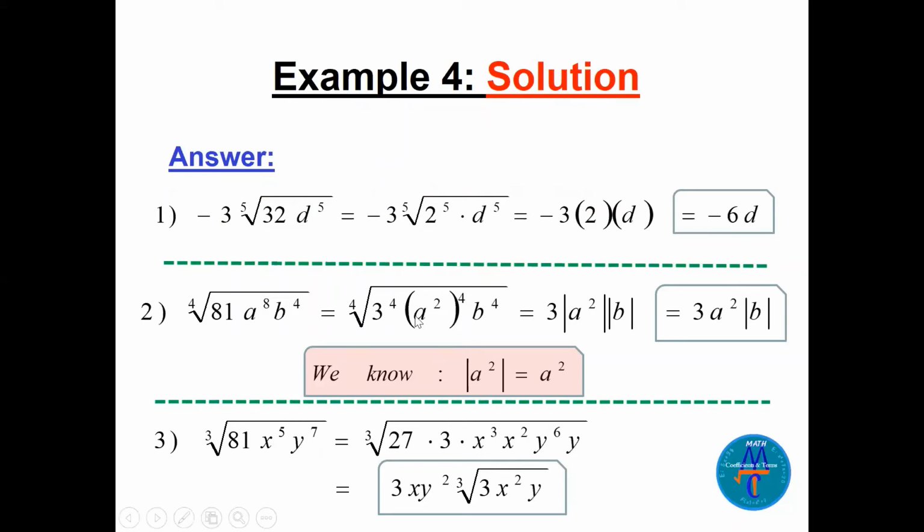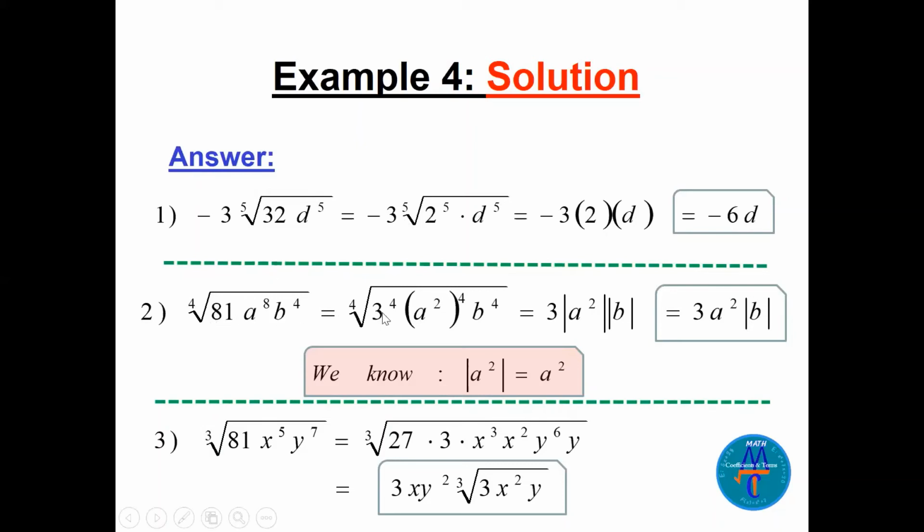So the first one: minus 3 from the question. 2 is coming from 2 to the power 5. D to the power 5 is only D. See the whole answer: minus 6D. That's it. First part, minus 6D. Now let's see the second one.